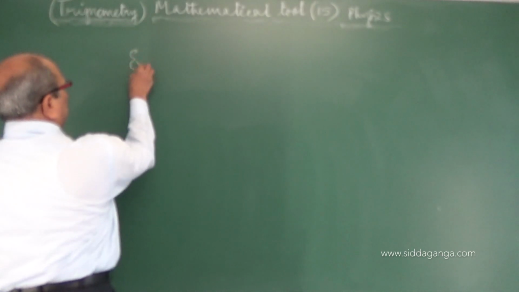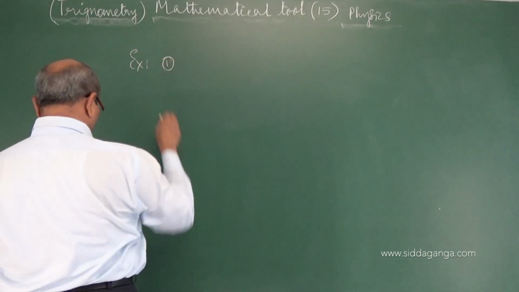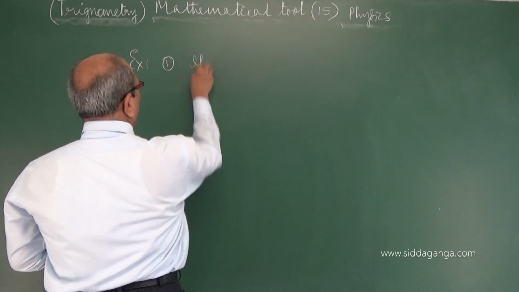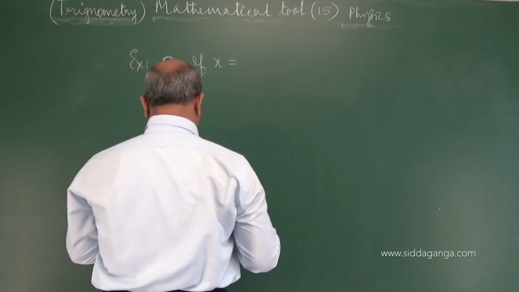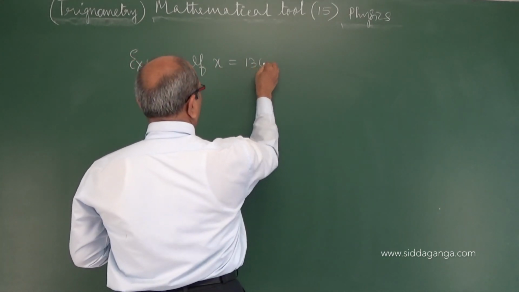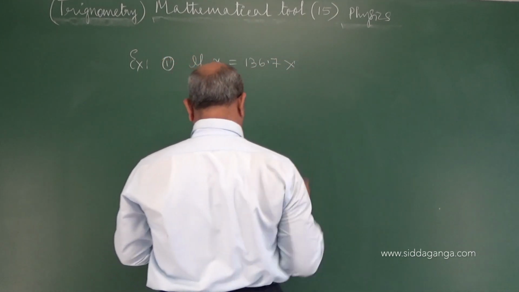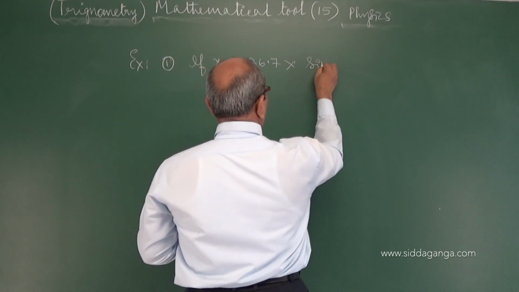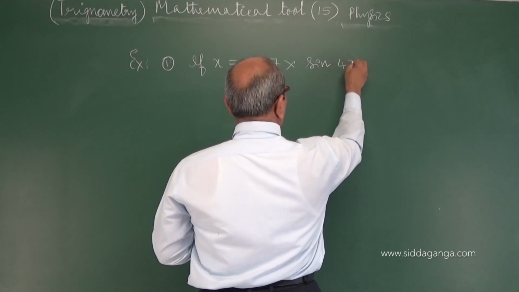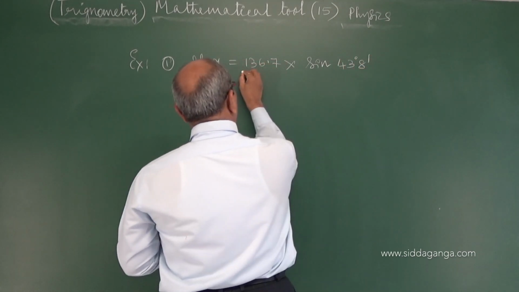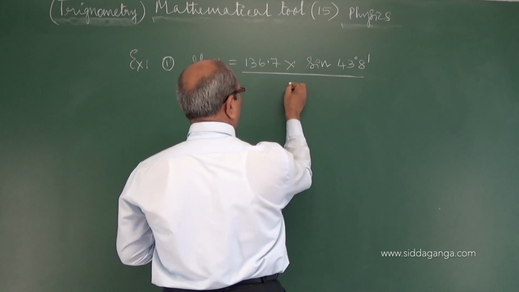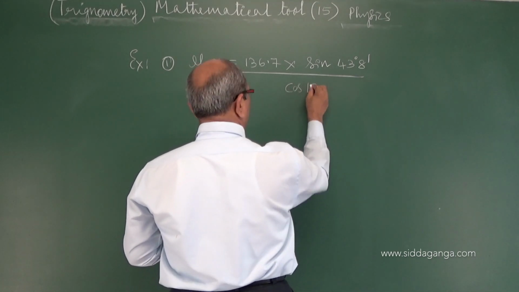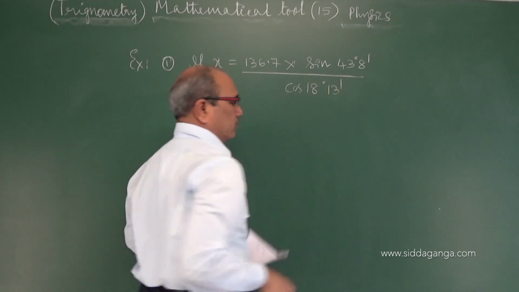So let us take example 1. If x is equal to 136.7 into sine 43 degree 8 minute divided by cos 18 degree 13 minute.